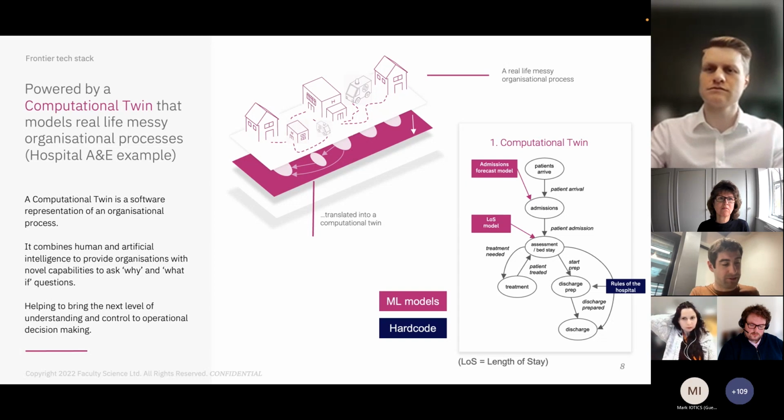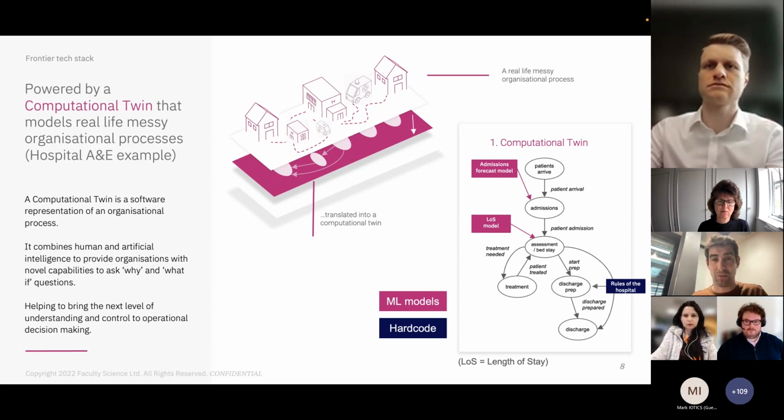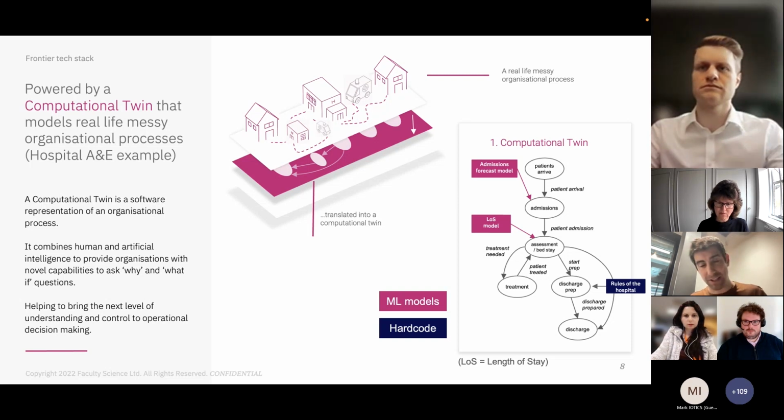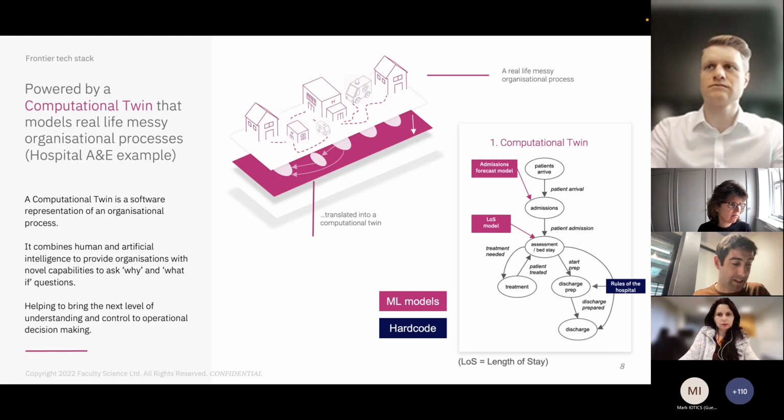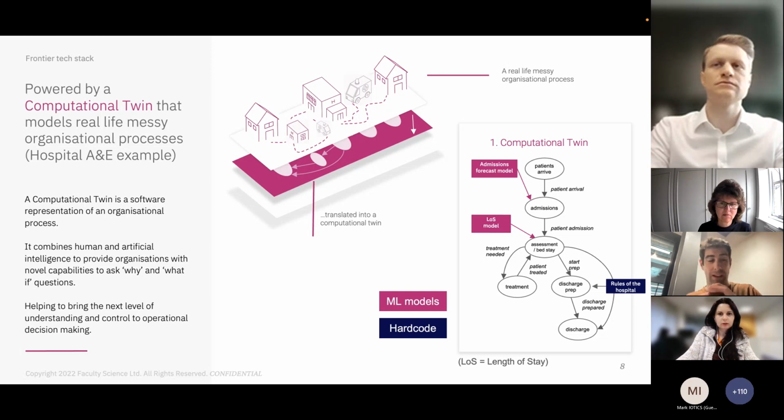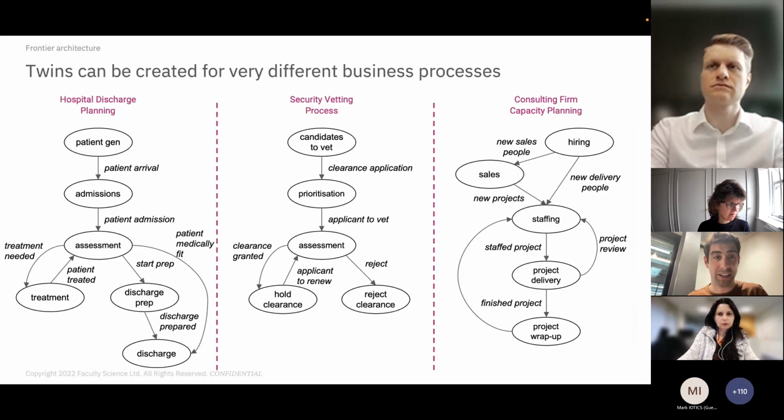The other element that's involved is the variables involved in each of those nodes that we know about. So in admissions, it could be something like the mean assessment time, how sick people are, the probability that somebody is fit. And all of those things combine together to give you an understanding of what that patient looks like in code, essentially. And you can create twins for any process where there's an input, a process, and an output, and lots of decisions in between.